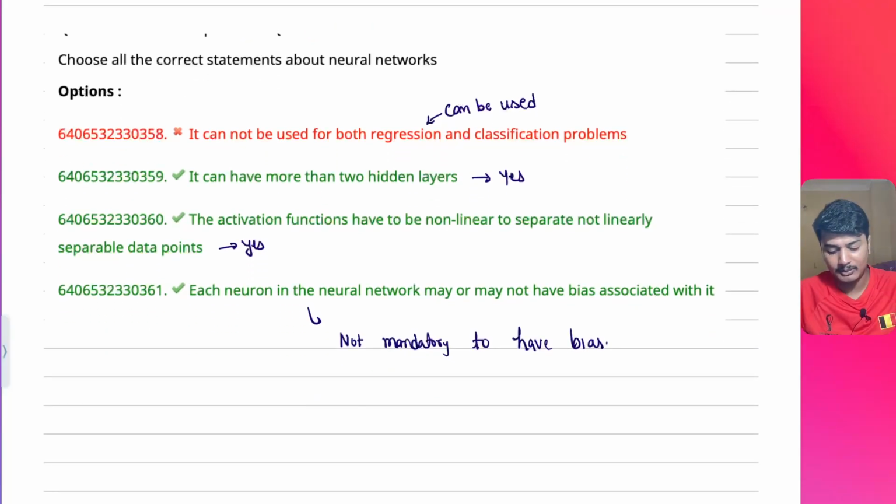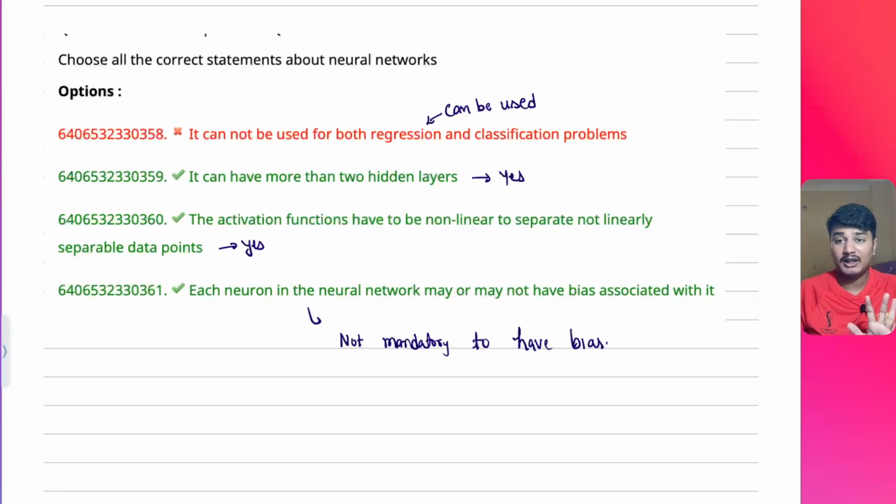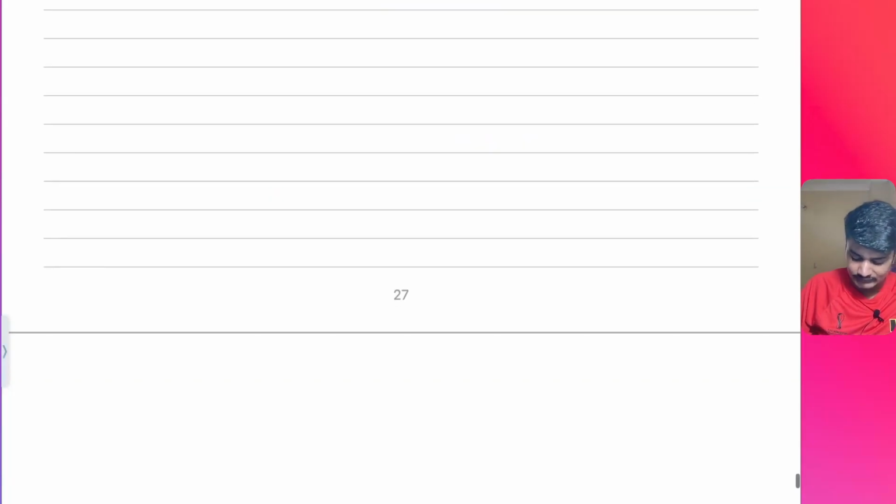Next, choose all the correct statements about neural networks. It cannot be used for both regression and classification. No, it can be used for both regression and classification problems. It can have more than 2 layers. Yes, there can be multiple layers. That is known as deep neural networks. The activation function has to be non-linear to separate non-linear data points. Yes, that is correctly said. Each neuron in the neural network may or may not have a bias associated with it. It is not mandatory in the neural network to have bias. We have already said when we took an example that it is not necessary to have bias in our neural network. Okay, so this is pretty much it.